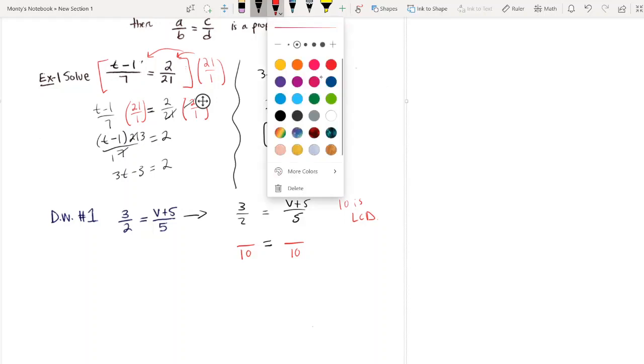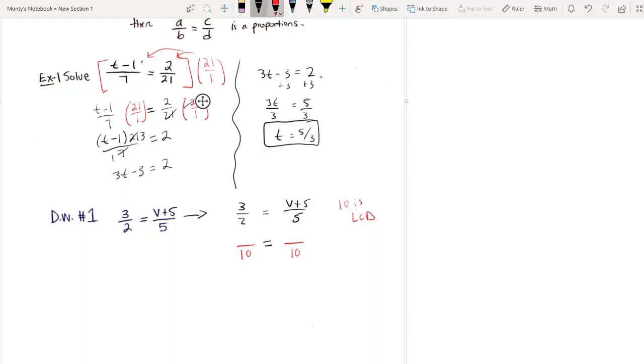Hopefully you're seeing that we can multiply 3 halves by 5 over 5. Multiply 2 by 5 in the denominator, we get 10, which is what we want. And it's okay to multiply this side by 5 over 5 because it's 1. So we're not really changing it, we're multiplying by 1 on this side. Over here, hopefully you see that it is 2 over 2. 5 and 2 give us 10. So we're wanting to get a common denominator of 10. Once you multiply that, you get 5 times 3, which is 15.